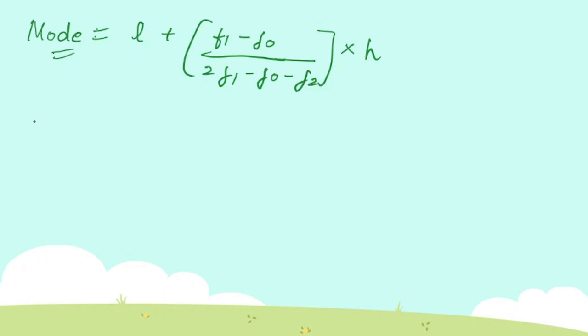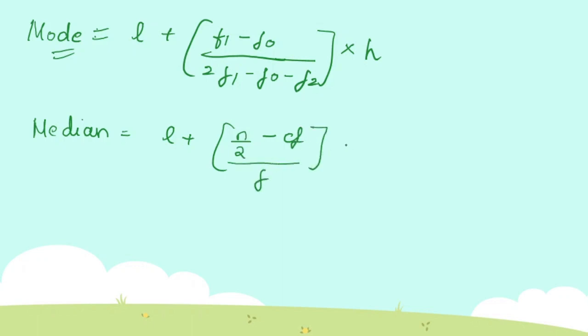Then your median. Median is equal to L plus (N by 2 minus cumulative frequency) by frequency, into h. So this is your median.